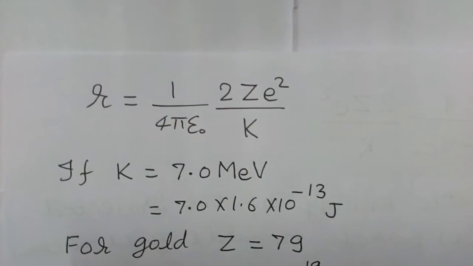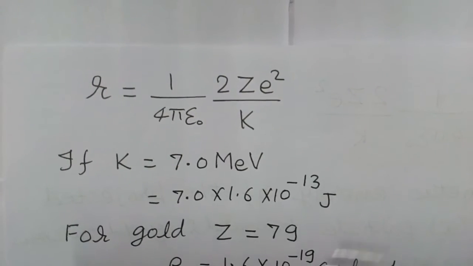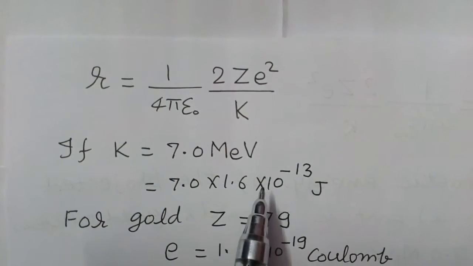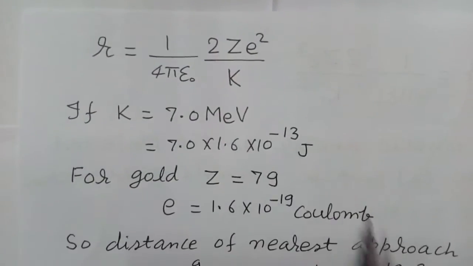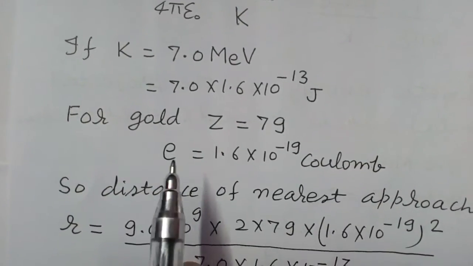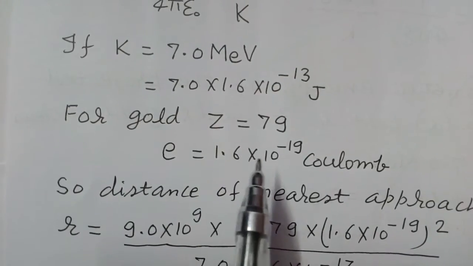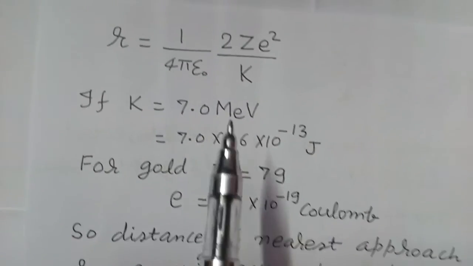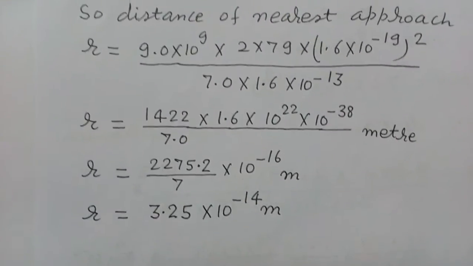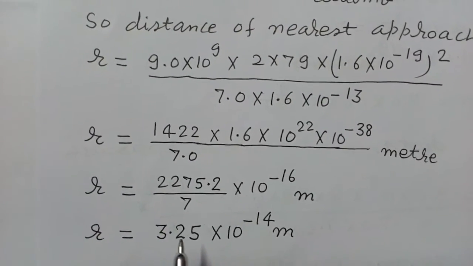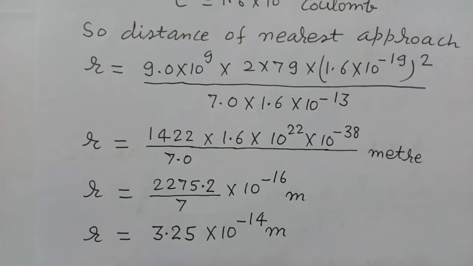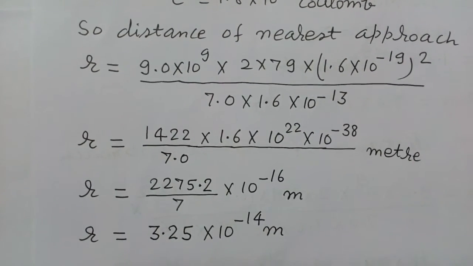Now suppose the kinetic energy of the alpha particle is 7 million electron volt, which is equal to 7 × 1.6 × 10^-13 joule. The atomic number for gold, Z, is equal to 79 and e is equal to 1.6 × 10^-19 coulomb. Substitute these values in this formula and solve it. We get r is equal to 3.25 × 10^-14 meter. So this is the nearest approach of the alpha particle towards the nucleus.